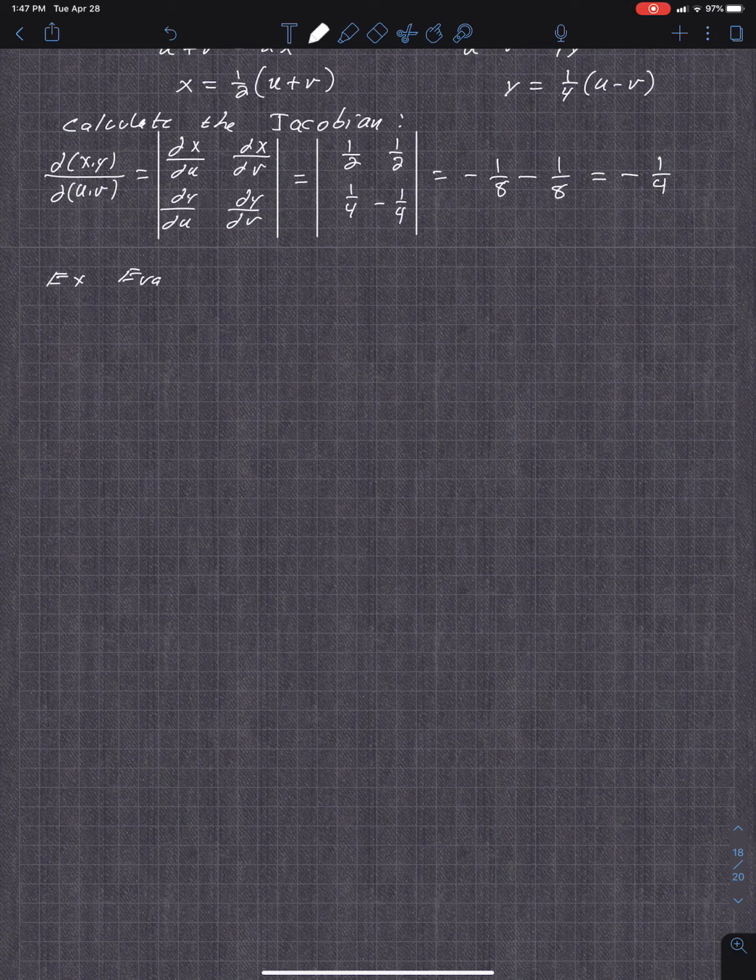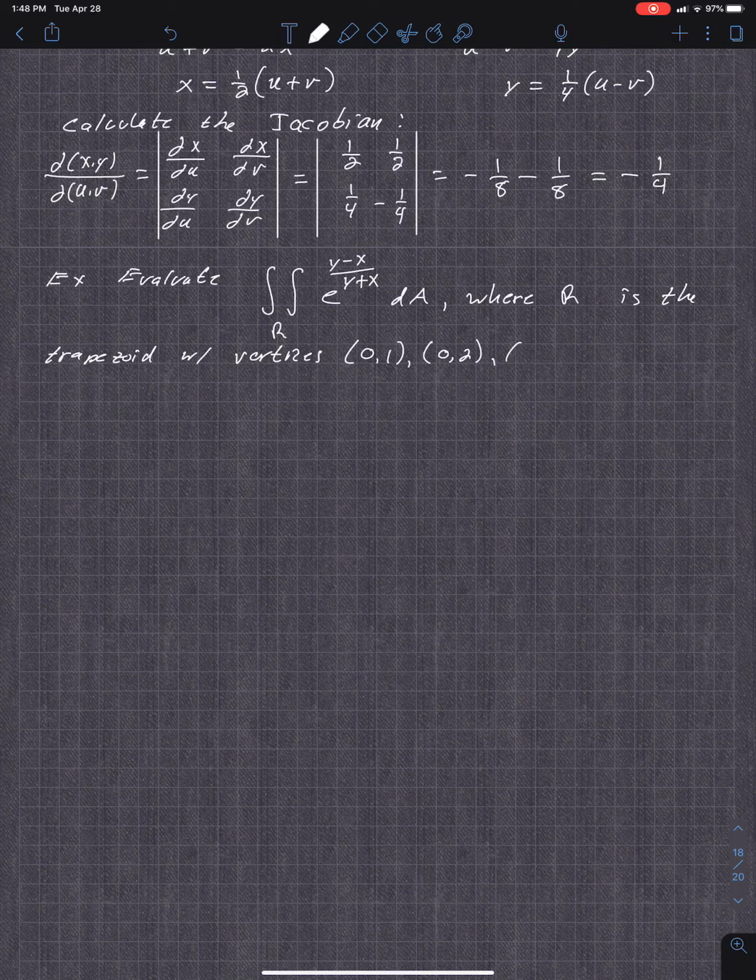So evaluate the double integral over R of e to the (y minus x) over (y plus x) dA. Then we've got to tell you what R is, where R is the trapezoid with vertices (0, 1), (0, 2), (2, 0), and (1, 0), and we'll be sketching that. So we'll sketch that a little bit.